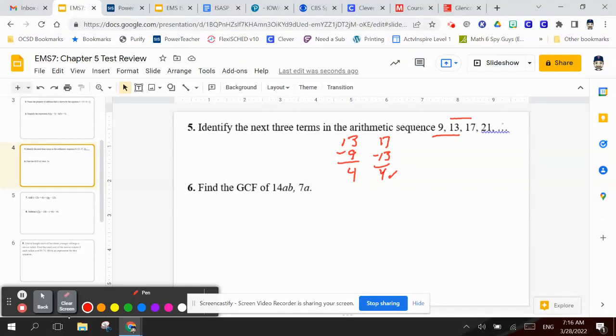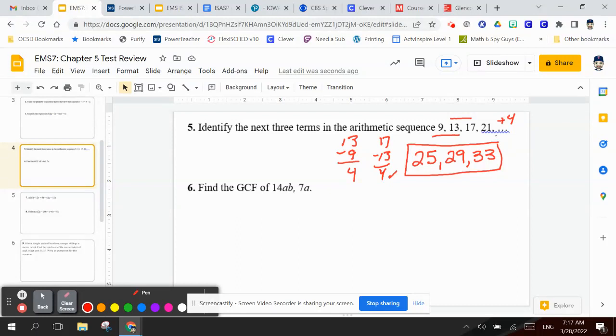So to find the next 3, I simply add 4 3 times. So 21 plus 4 is 25. 25 plus 4 is 29. 29 plus 4 is 33. And there's the next 3 numbers in the sequence.